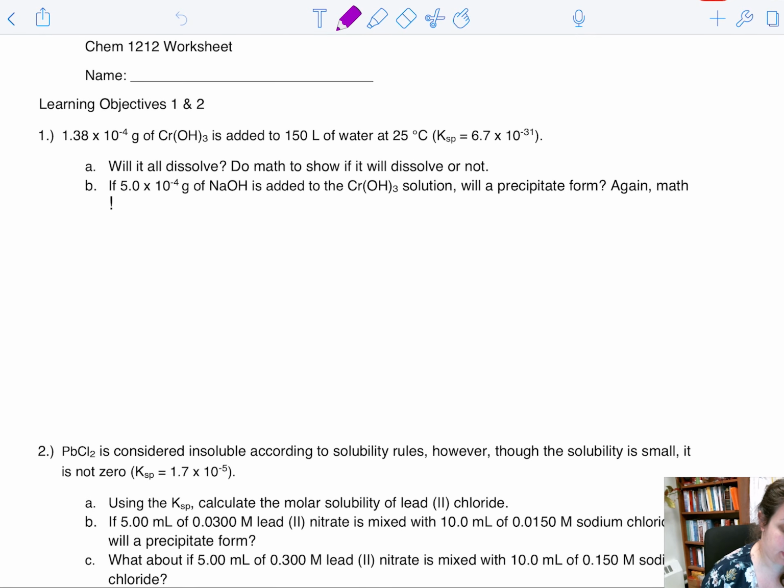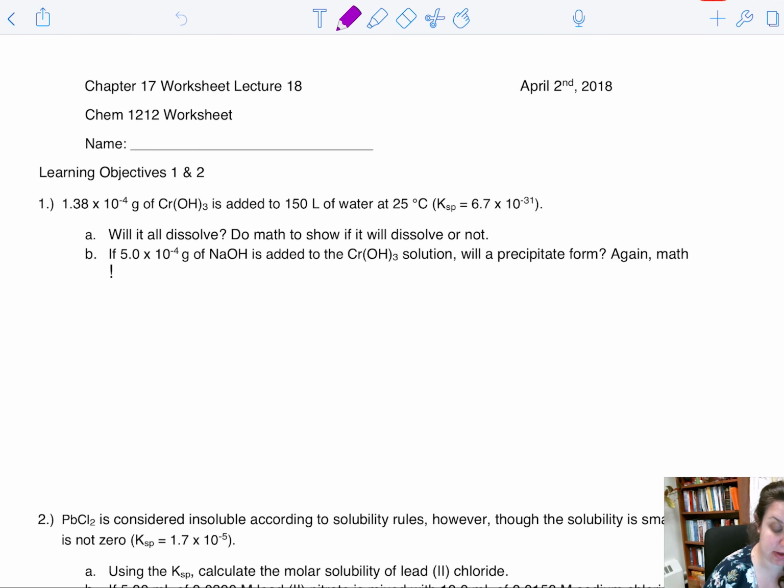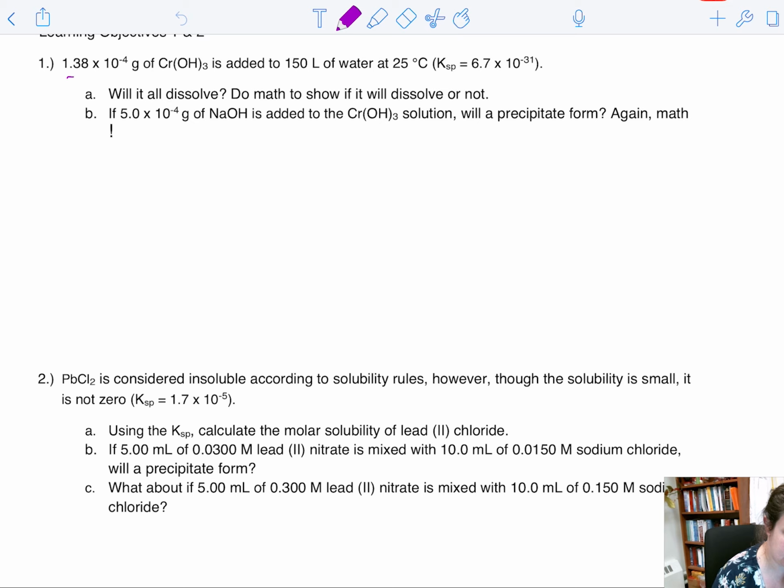Okay, so within this, with all of these, we're looking at KSP, the solubility product constant. So let's start with the first one. We have 1.38 times 10 to the negative 4 grams of chromium 3 hydroxide added to 150 liters of water. The KSP of chromium 3 hydroxide is 6.7 times 10 to the negative 31.